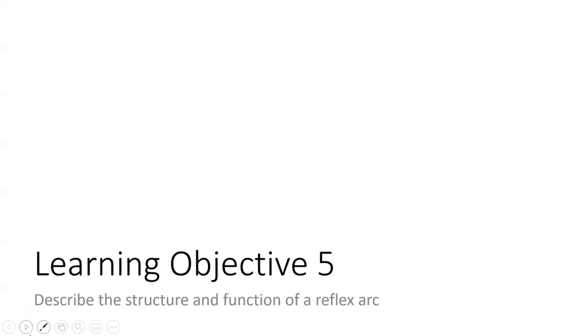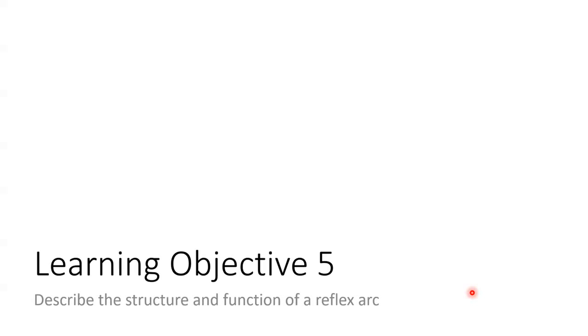Learning objective number 5 is to describe the structure and function of a reflex arc. So first, we need to understand what a reflex is. I'm sure you've all heard the term reflex before, but a reflex is a fast, involuntary, predictable sequence of actions that occurs in response to a particular stimulus. The most important feature of a reflex is that the integration center of a reflex is not the brain, it is the spinal cord. So this is because we want a reflex to take place really, really quickly.